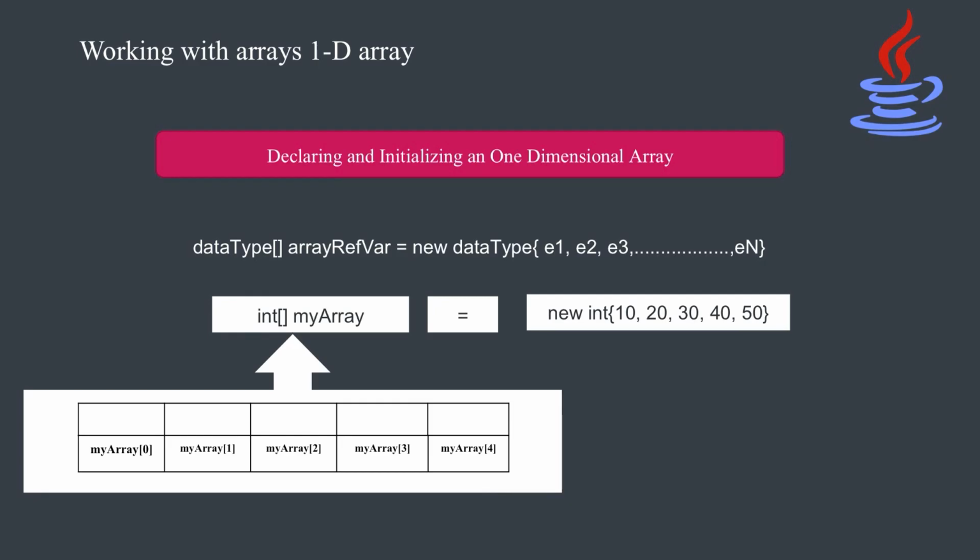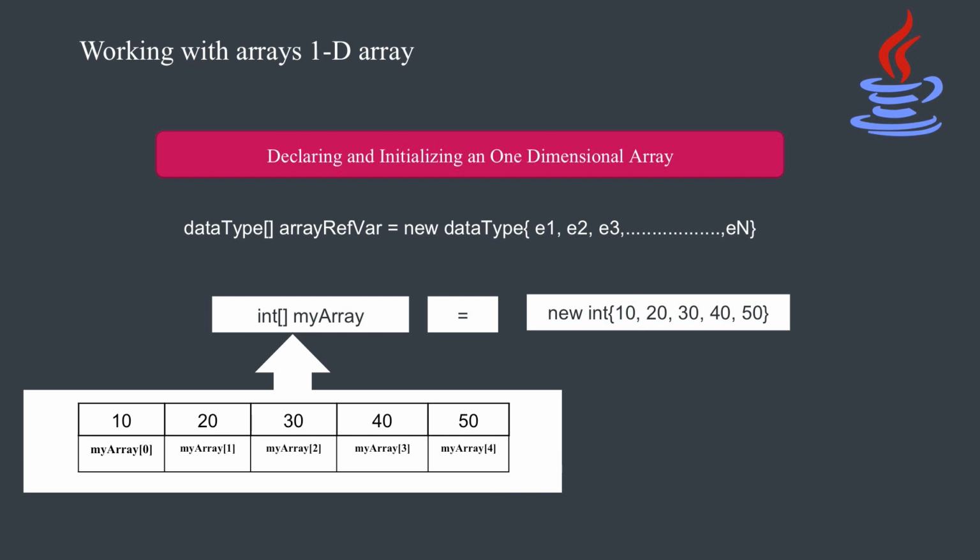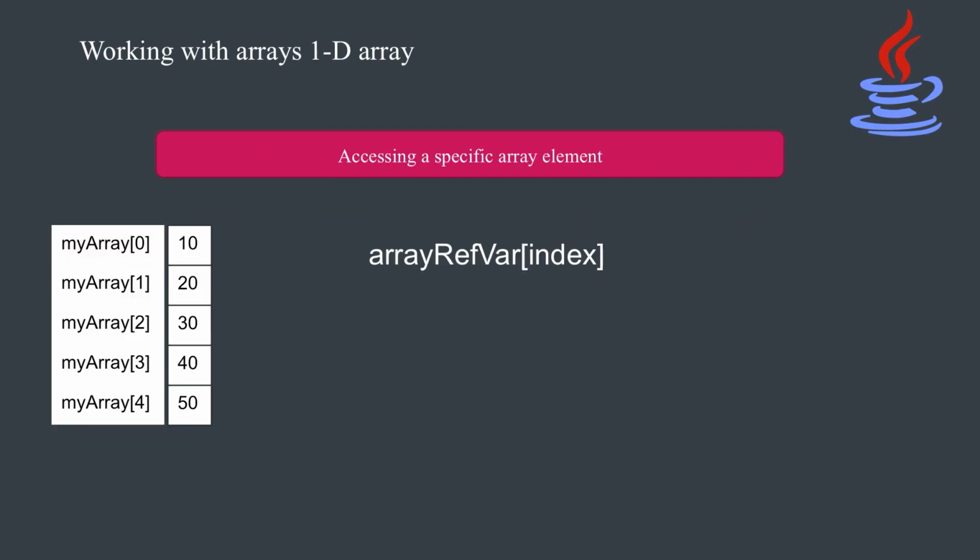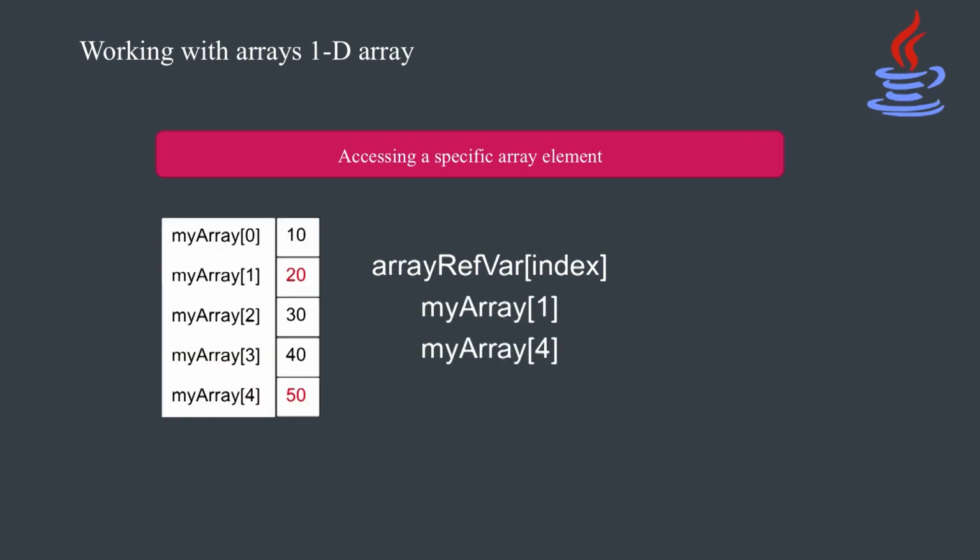So learner, when you want to access any element in an array, you write down the reference variable name and you mention the index in the square bracket and you will be able to access it. For example, you say my array 1, it is going to access the value 20. You say my array 4, so 4 over here is supposed to be the value 50.